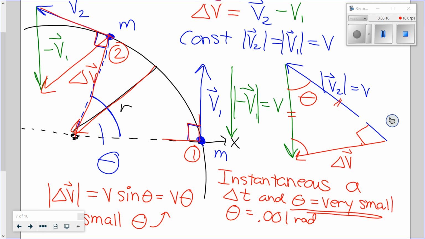So what is that theta? And what is sine of theta? Sine is the ratio of the opposite side over the hypotenuse. But theta is also the length of this arc between point 1 and point 2 divided by r. That's what theta is in radians. If you measure a whole circumference and divide by the radius, you get 2 pi radians. That's why physicists love radians.